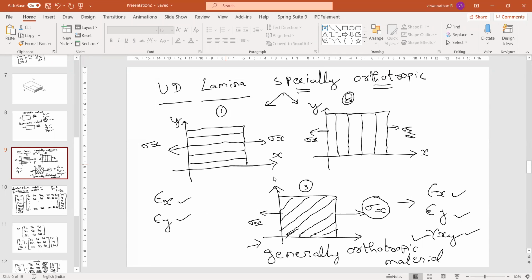That's what happens in a generally orthotropic material, and that is actually anisotropic behavior.